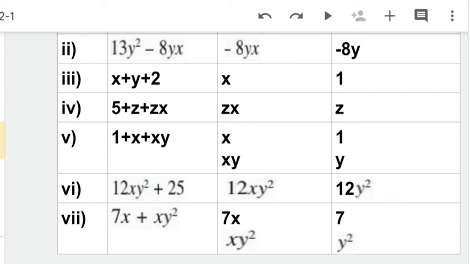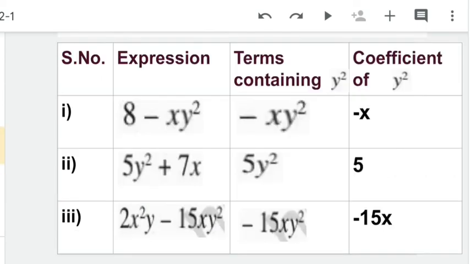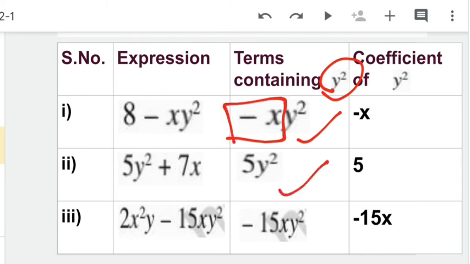Now have a look at how we can find the coefficient of y square. We have to take only that term in which we have y square. For the first expression, we have minus xy square and the coefficient of y square is minus x. Similarly, in the next expression, we have only one term which is 5y square and its coefficient is 5. And in the last expression, we have only one term where we have y square, which is minus 15xy square, so its coefficient is minus 15x.